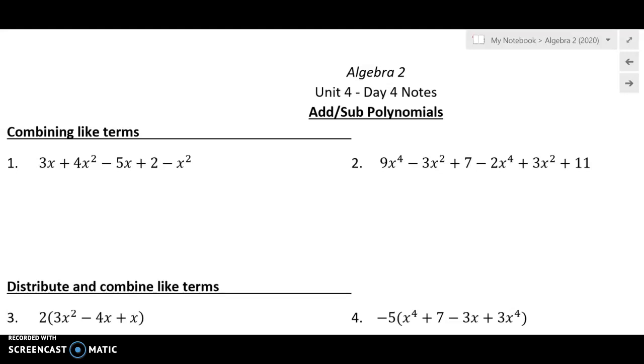Hello, we're on day 4 notes. The topic for today is adding and subtracting polynomials. We're going to start with some basics. I kind of broke it up into these sections so you could do the same.